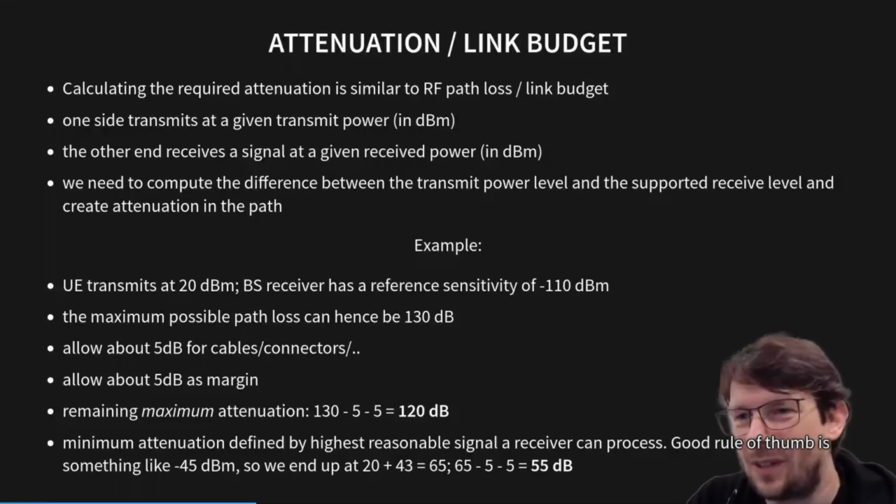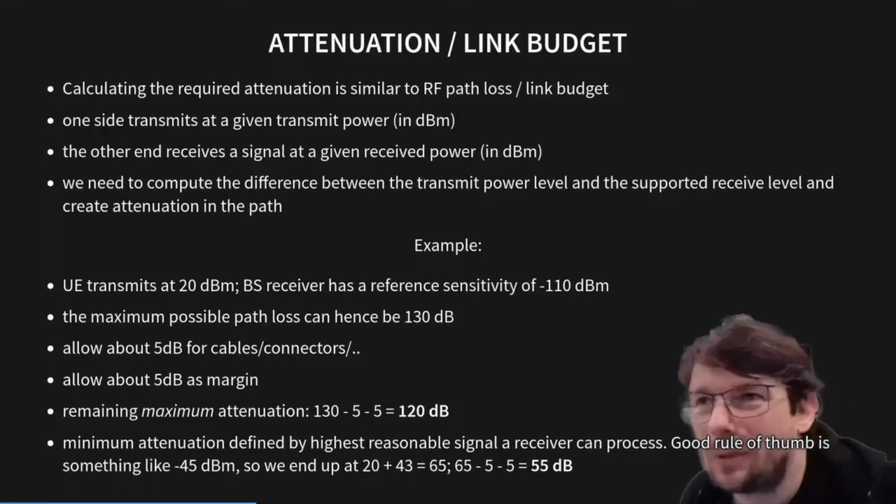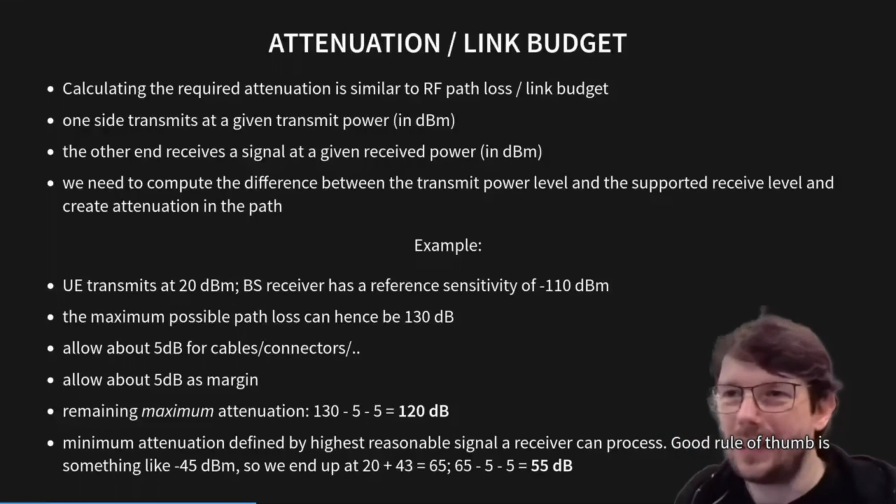So we should not operate, in this example, the UE and the base station with less than 55, or better 65 dB of attenuation, and we should also not operate it with more than 120 dB because then they won't see each other anymore. So that gives us the range of permitted attenuation values between the two devices in question in the uplink direction.